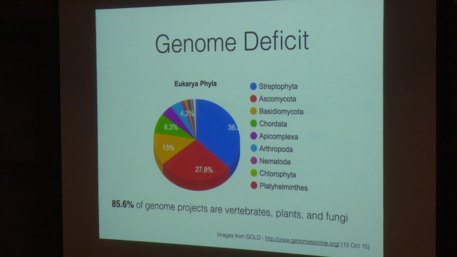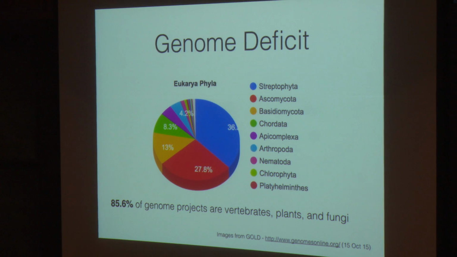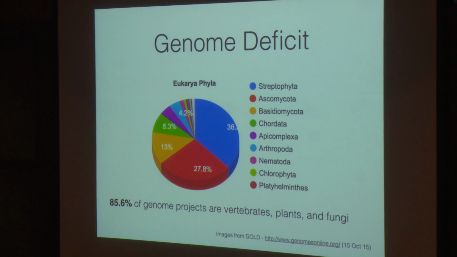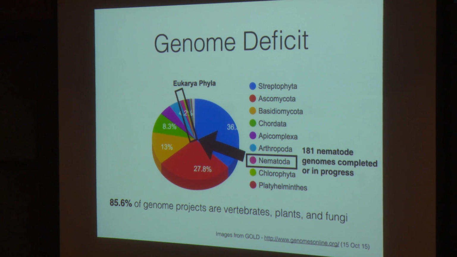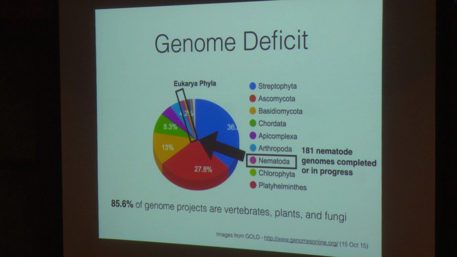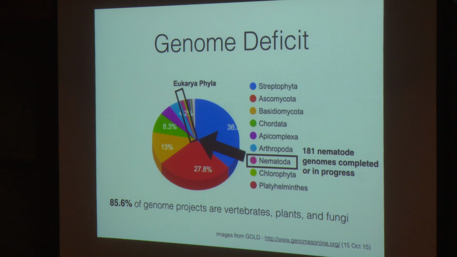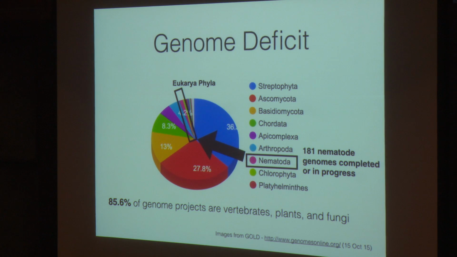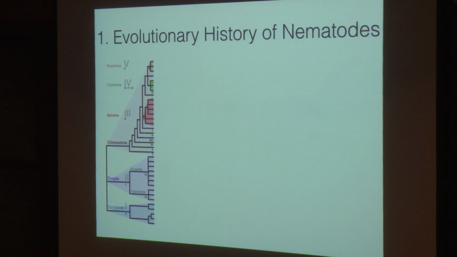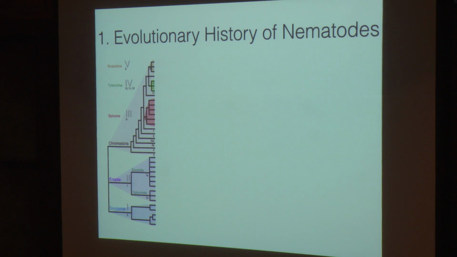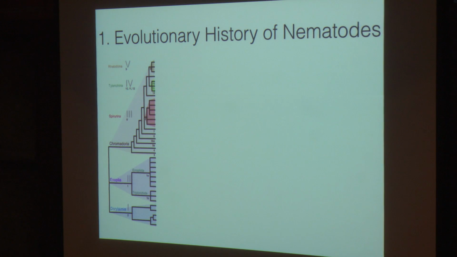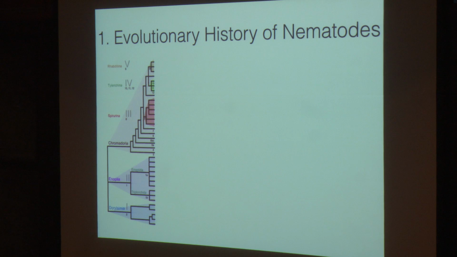So another, just to drive the point home a little further, the genome deficit in terms of eukaryotes is pretty dire. So nematodes, again, are a small slice of the eukaryotic genome work that's happening. Most projects that are funded focus on vertebrates, plants, and fungi. And there's only about 181 nematode genome projects in the genre which were on the previous slide. So there's a lot of questions that we can ask. And I will start my talk by telling some of the questions related to my first story, which is focused on the evolutionary history of nematodes.